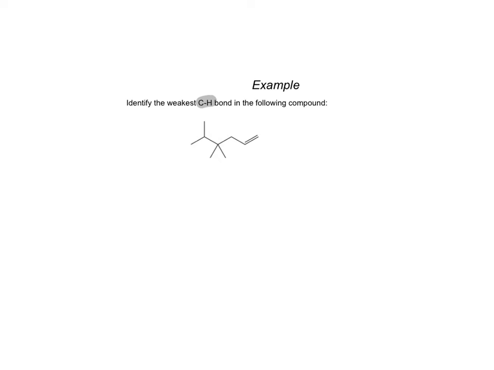So for example, let's say we have this molecule and I'm trying to identify the weakest carbon-hydrogen bond. If I want the weakest carbon-hydrogen bond, then I want the smallest bond dissociation energy, right? Because the lower the bond dissociation energy, the less energy is required to break it, the weaker it is overall. And what that means in terms of the radicals produced is I'm looking for the one that's going to produce the most stable radical.